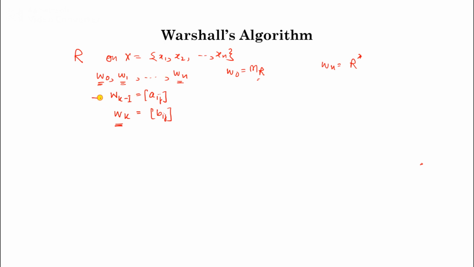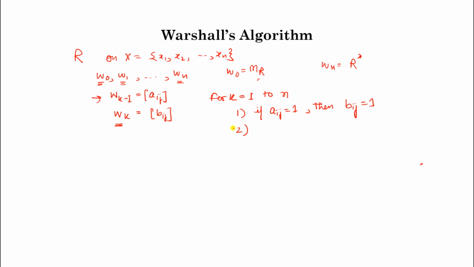So how can we find Wk with the help of Wk minus 1? For this we have two rules. So the algorithm is, for k equal to 1 to n, n elements are there, we have to repeat two steps. Number one is, if Aij equal to 1, then Bij equal to 1. It means if the element Aij of the k minus 1th matrix is 1, then the corresponding element of Wk, that is Bij, will be 1. This is the first rule.